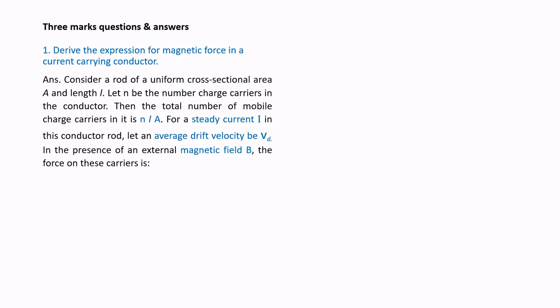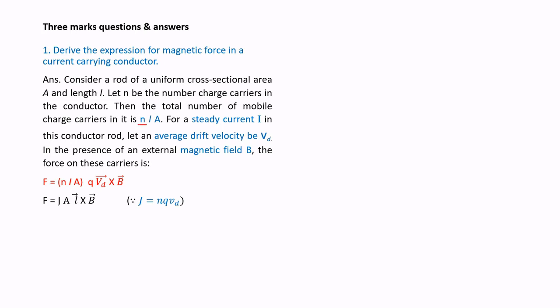Now, 3 marks questions. Derive the expression for a magnetic force in a current carrying conductor. Answer. Consider a rod of uniform cross-sectional area A and length L. Let n be the number of charge carriers per unit volume in the conductor. Then the total number of mobile charge carriers in it is n into l into A.